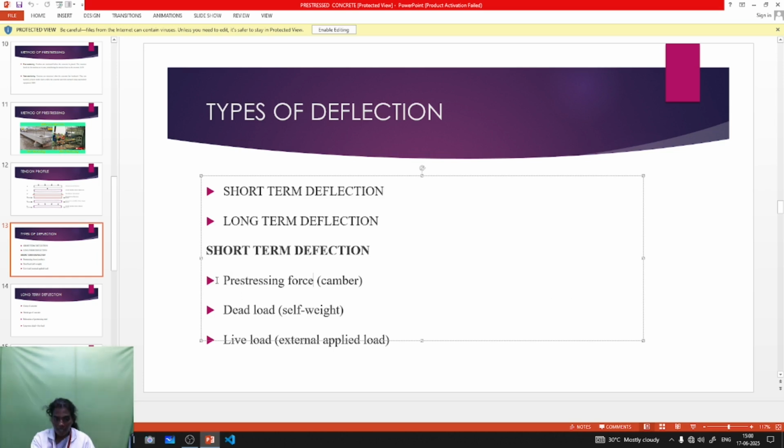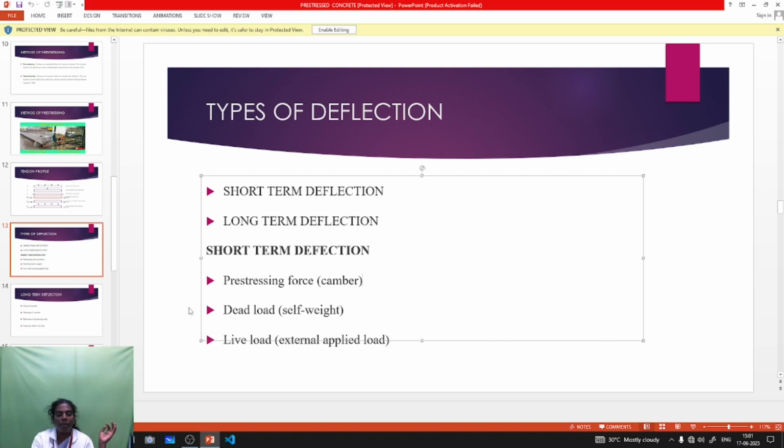First one, free stressing deflection. It is related to which type of cables are used. Straight cable means PEL squared by 8EI. Suppose using the trapezoidal tendon, it means 5 PEL squared by 48 EI. Then using the trapezoidal means normally, depending on which type of tendon is used, the formula is varying.